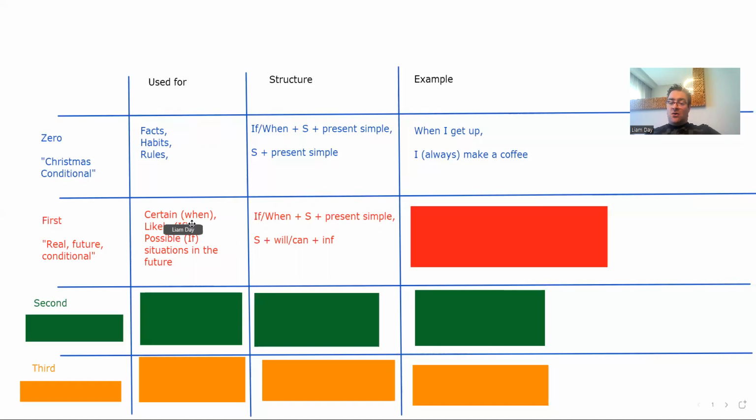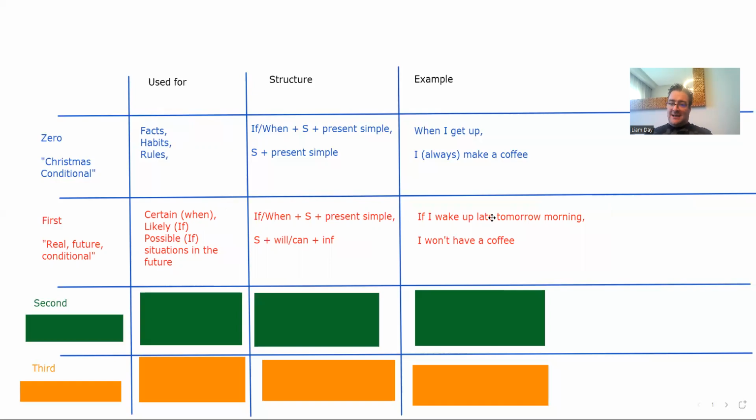Now, I call this the real future conditional, and it's used for certain, likely, or possible situations in the future. Notice I focused here on if something is certain. So when I get up tomorrow, I hope that's certain. I hope I'm not going to die overnight. And then I would use when. However, if I'm talking about something that's likely or possible, I would use if. And you can see that here. If I wake up late tomorrow morning, that's possible. Could happen to any of us. All right. And I focused, if I wake up late tomorrow morning, I won't have a coffee.